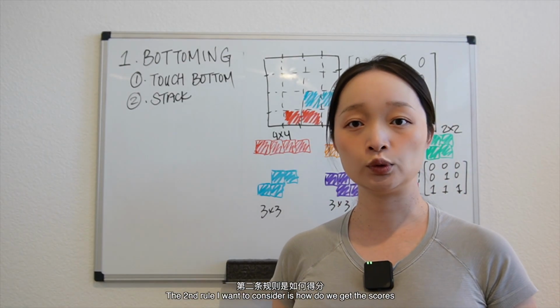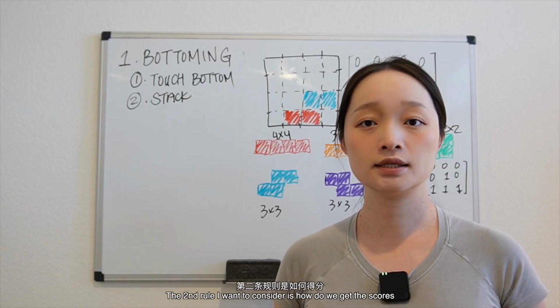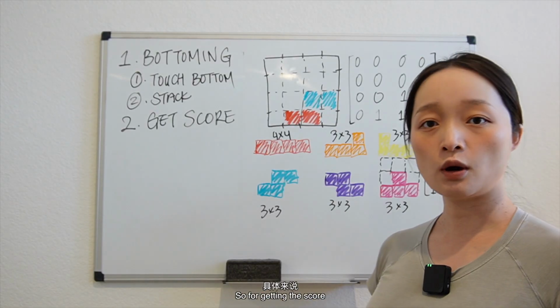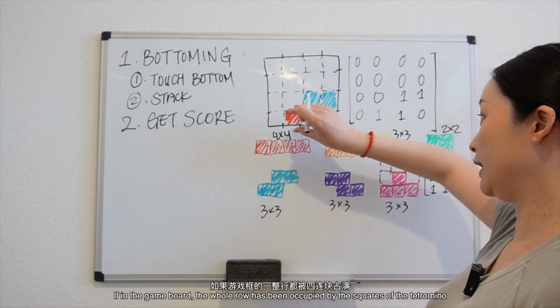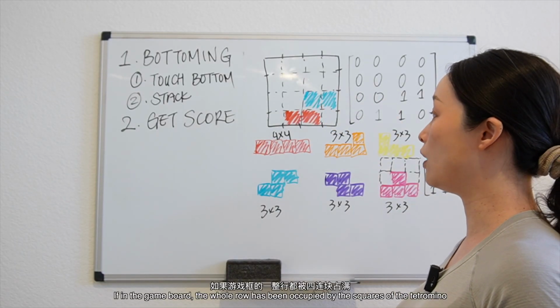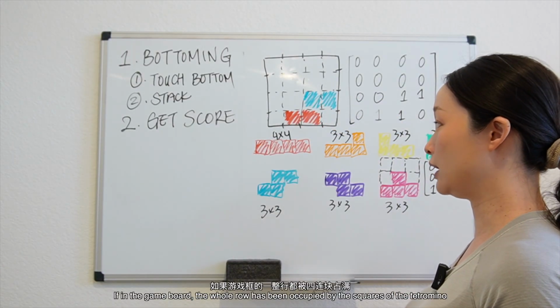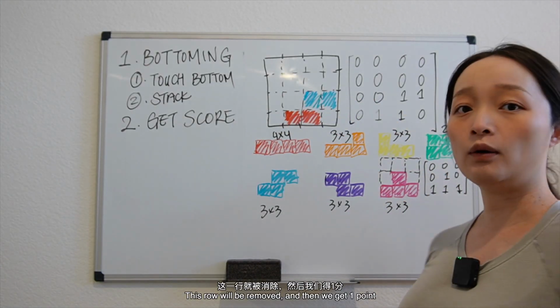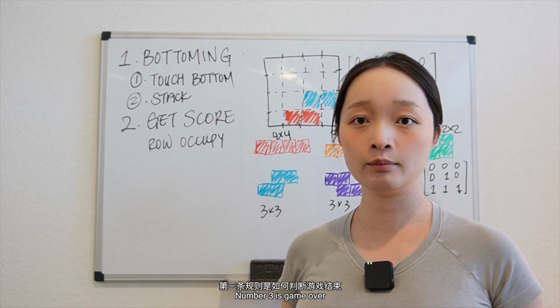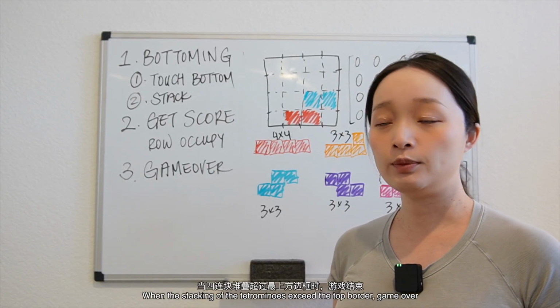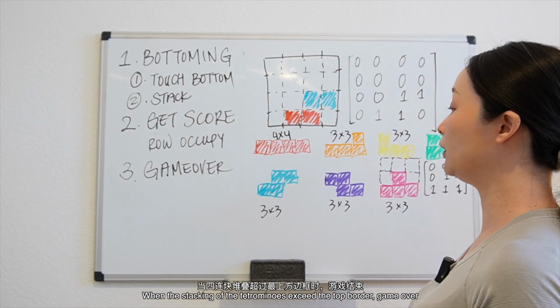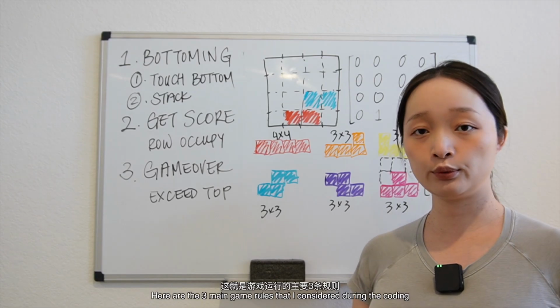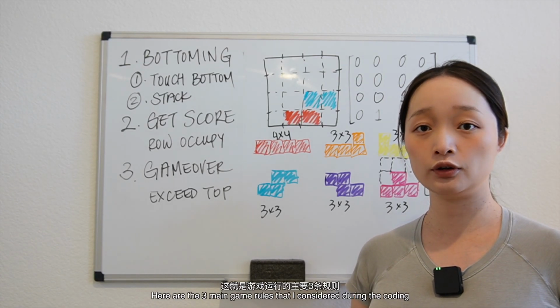The second game rule that I want to consider is how do we get the score? For getting the score, if in the game board the whole row has been occupied by the squares of the tetramino, this row will be removed and then we get 1 point. Number 3 is game over. When the stacking of the tetramino exceeds the top border, the game is over. Here are the 3 main game rules that I consider during the coding.